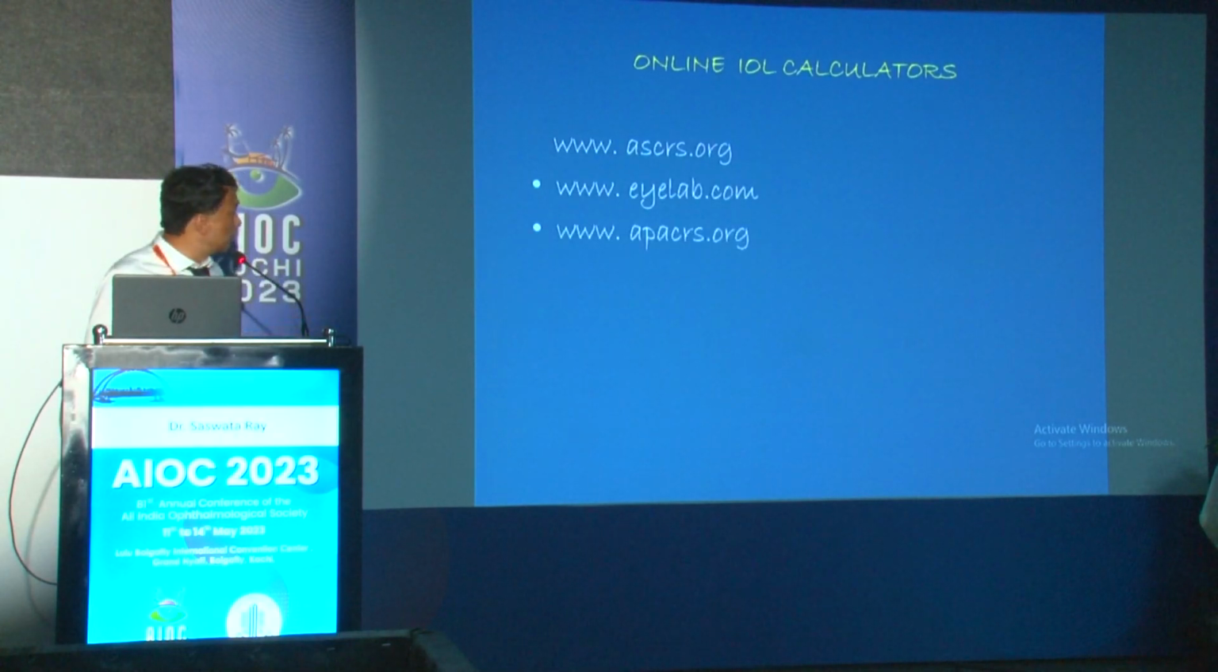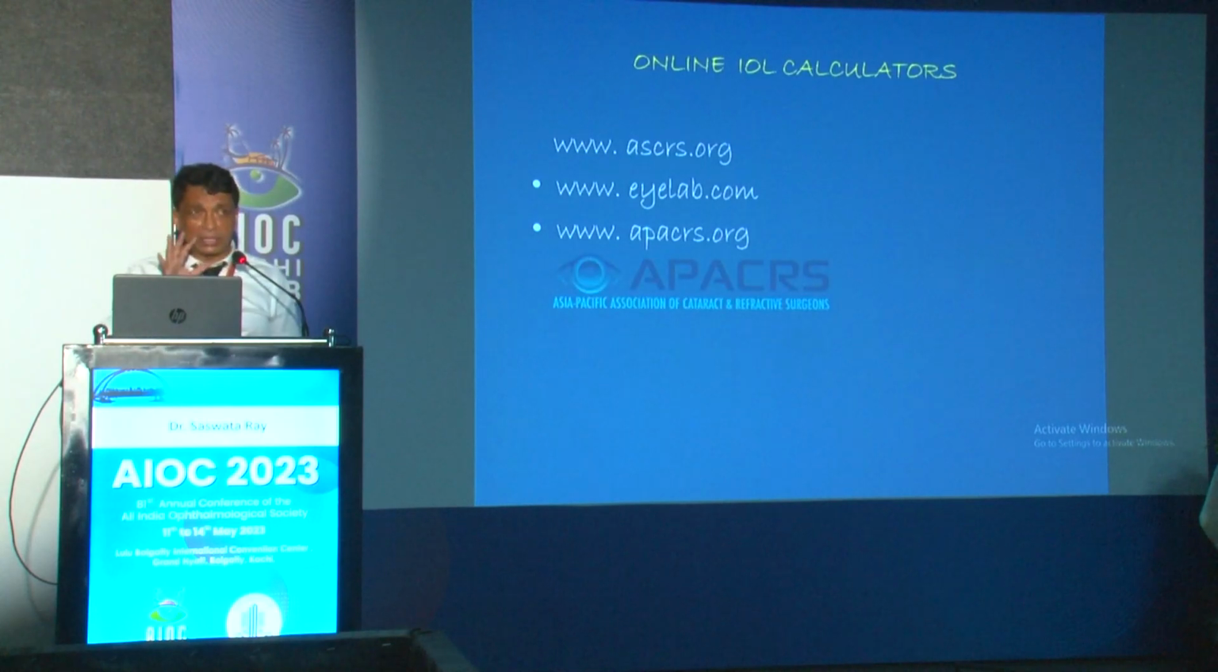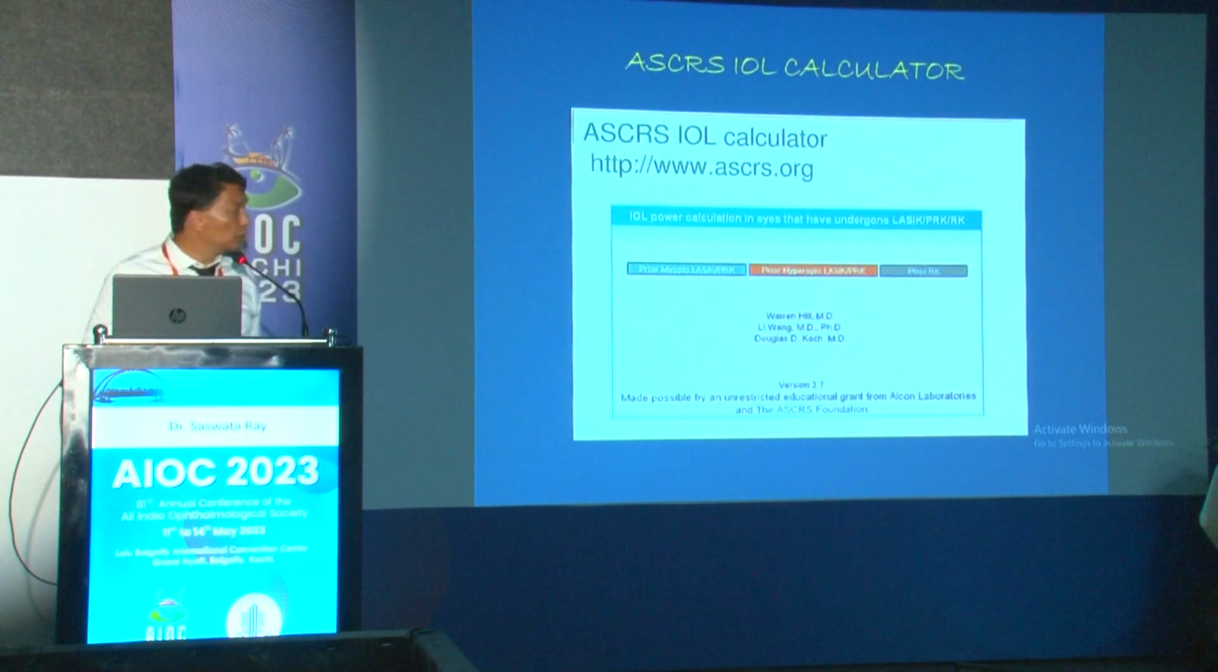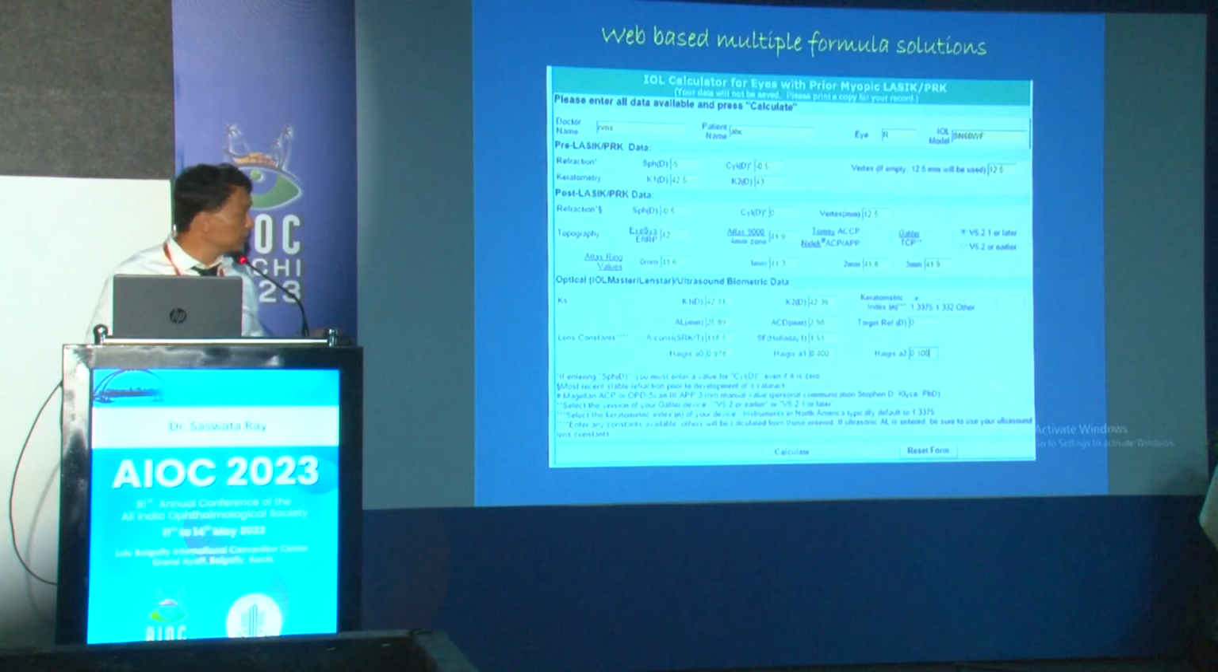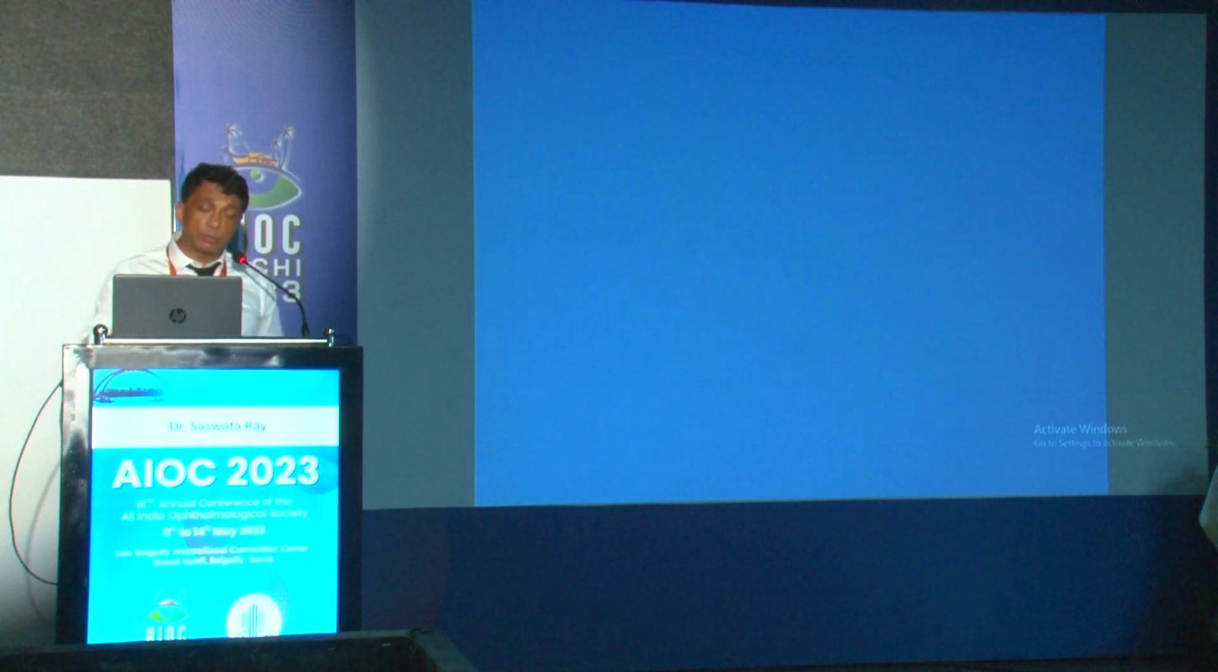The most popular is usually the ASCRS. It's completely free. All you do is go to the website, fill up the details like this. It's very clear, there's no doubt about it, and press calculate. Very simple, we press calculate. It takes an average of 7 to 8 different formulas and presents us with an IOL which you can choose.